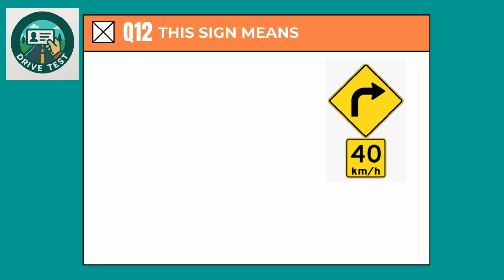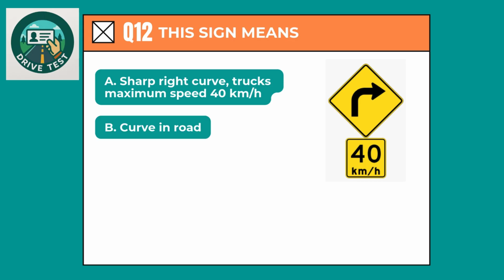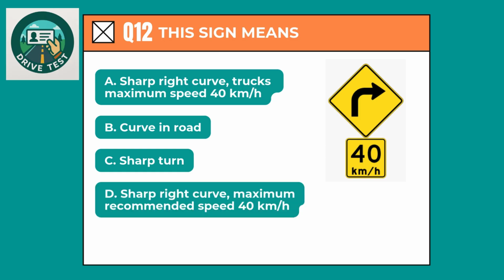Question 12. This sign means: A. Sharp right curve. Truck's maximum speed 40 kilometers per hour. B. Curve in road. C. Sharp turn. D. Sharp right curve. Maximum recommended speed 40 kilometers per hour. The correct answer is D. Sharp right curve. Maximum recommended speed 40 kilometers per hour. Reduce speed to 40 km per hour for the sharp curve.